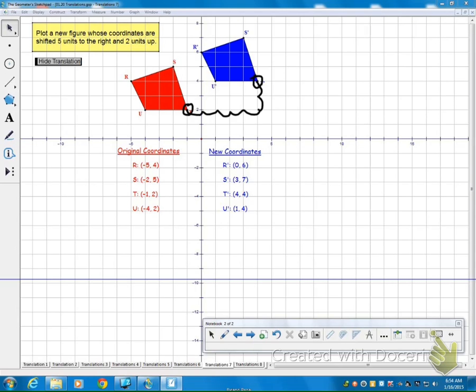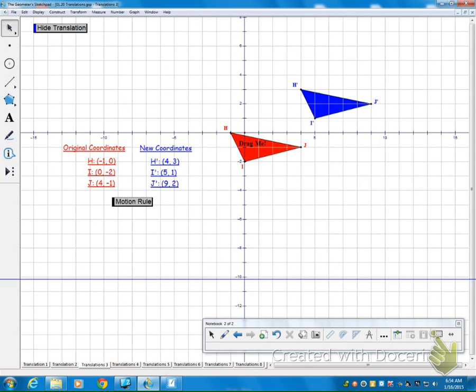Now when we have these translations like this, we're going to see what we call motion rules to describe those translations. So let's take a look at another translation here. I have two triangles. The red is the original and the blue is our translated figure. So let's look at point J to see what happened here. I went 1, 2, 3, 4, 5 units to the right, and I went 1, 2, 3 units up. And that got me to my new point J.